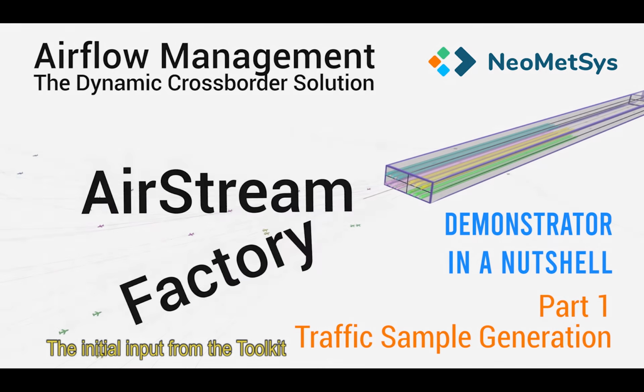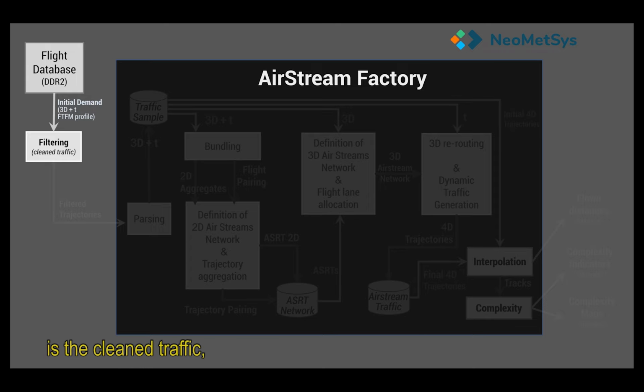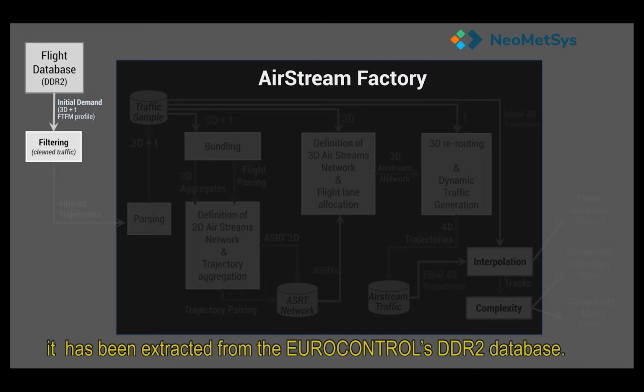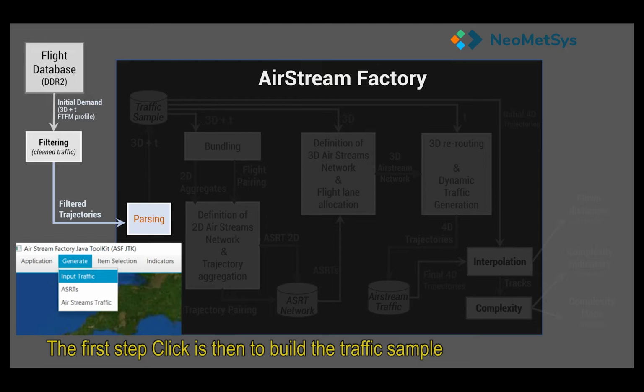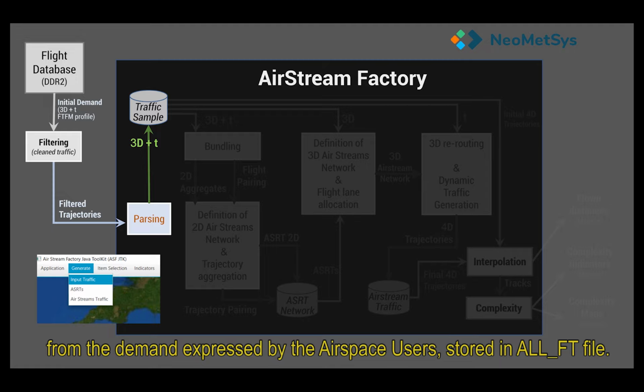The initial input from the toolkit is the clean traffic, which in this case has been extracted from the Eurocontrol's DDR2 database. The first step is then to build a traffic sample from the demand expressed by the airspace user, stored in OLFT files.